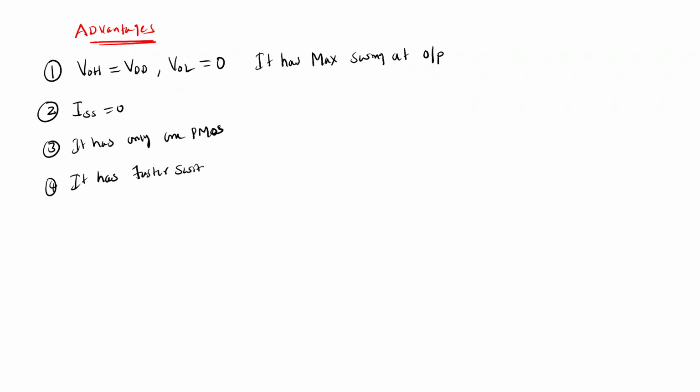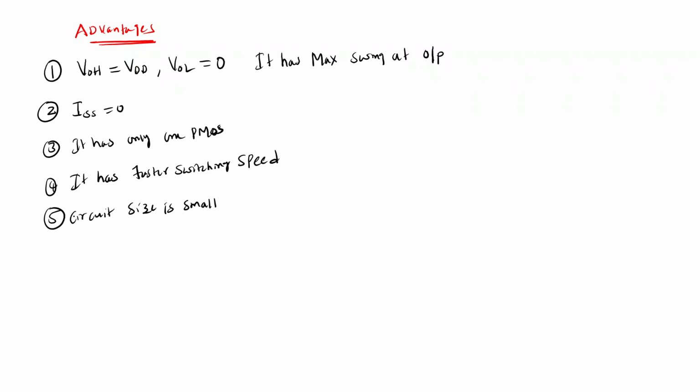Faster switching speed. Why faster switching speed? You have only one PMOS, no? So there will be faster switching speed. And similarly, the circuit size is small. Why? Because you have only one PMOS. So circuit size is small. Okay.